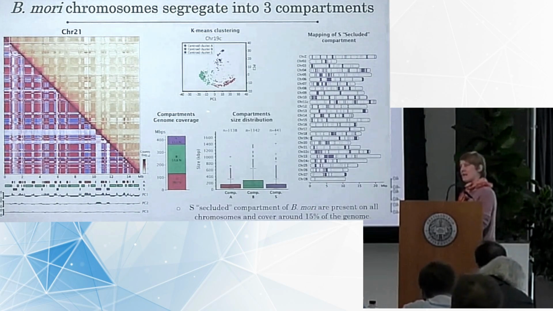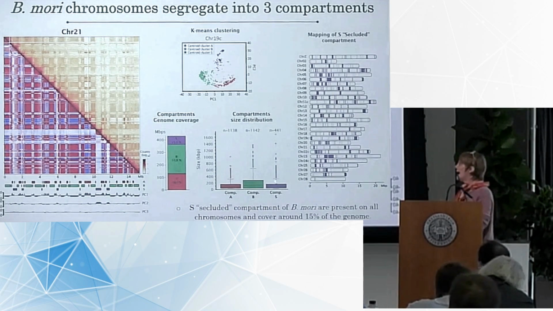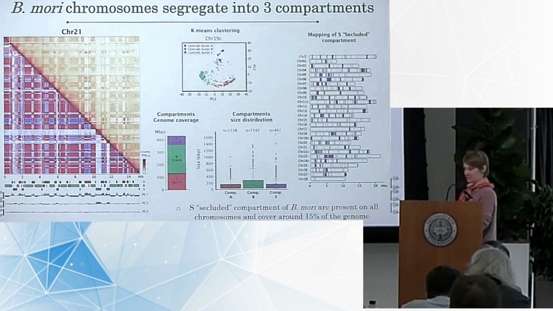If we look at the size distribution of the domains of each compartment, you can see that S and A compartment domains tend to be slightly smaller than the B domains. But in S, you can also find some really large outlier domains.